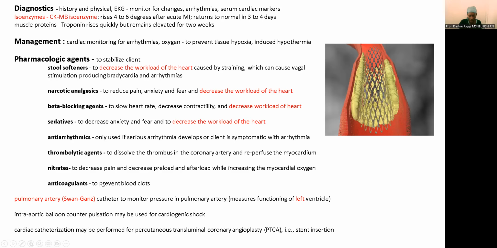This is the pharmacological. Okay, in addition to that, you'll see the client on something we call the Swan-Ganz. This is the pulmonary artery catheter. It literally floats all the way to the pulmonary artery. It's going to monitor pressure in the pulmonary artery of the client. Or sometimes you'll see an intra-aortic balloon pump that's placed surgically. So we're going to monitor for any cardiogenic shock and prevent that. Cardiac catheterization, we've already talked about.